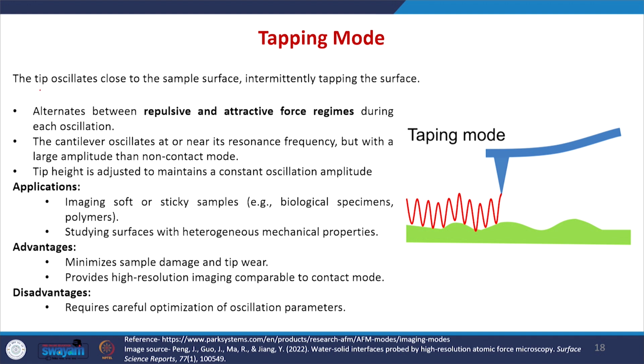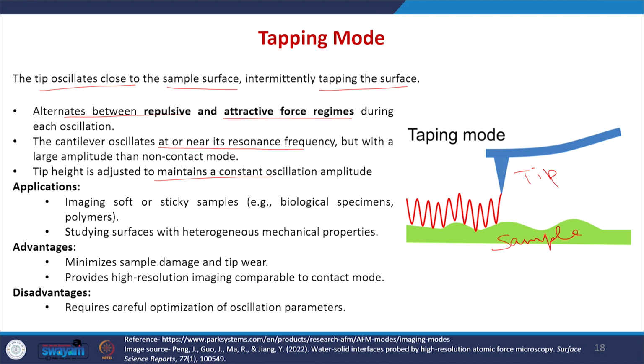The next mode is tapping mode. In the tapping mode, the tip oscillates close to the sample surface, intermittently tapping the surface. You can see here, the tip is not touching the sample, but it oscillates close to the sample surface. In this way, it can achieve high resolution. In this mode, it alternates between the repulsive and attractive force regimes during each oscillation. The cantilever oscillates at or near its resonance frequency, but with a larger amplitude than non-contact mode. And the tip height is adjusted to maintain a constant oscillation amplitude.